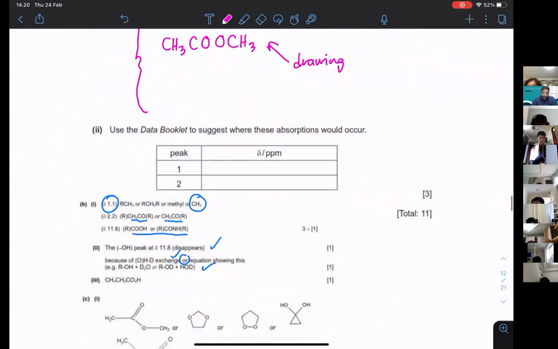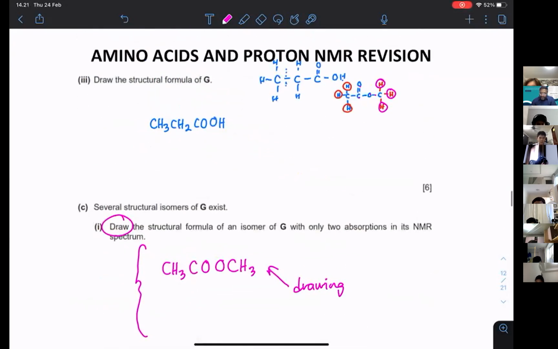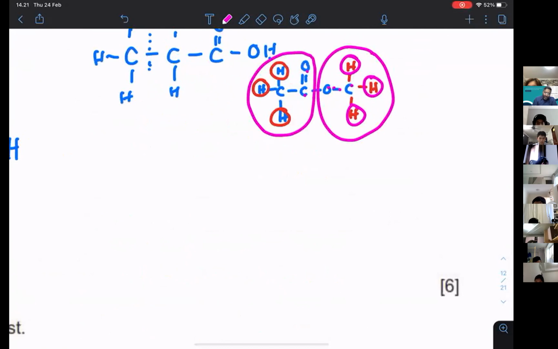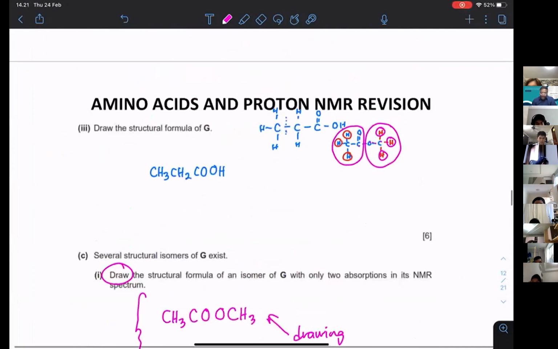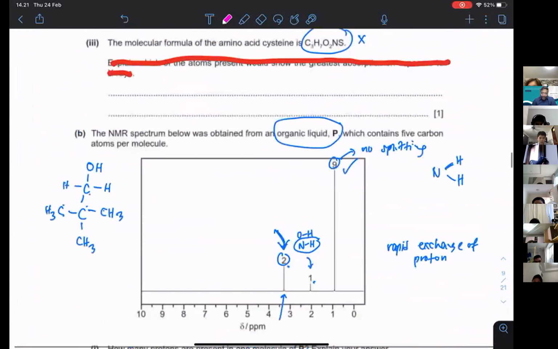Then, use the data booklet to show where this absorption will occur. This is for isomer G. We are talking about 2 absorptions. One absorption must be the hydrogen attached to carbon single bond O. Another absorption is going to be the CH3 attached to CO over here. So we need to look at the chemical shift, the one with C double bond O. So let's look at that value.